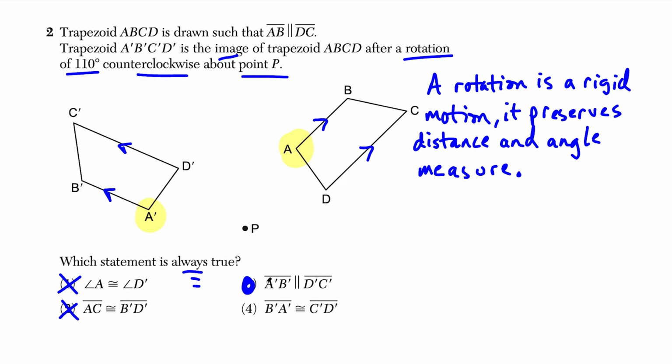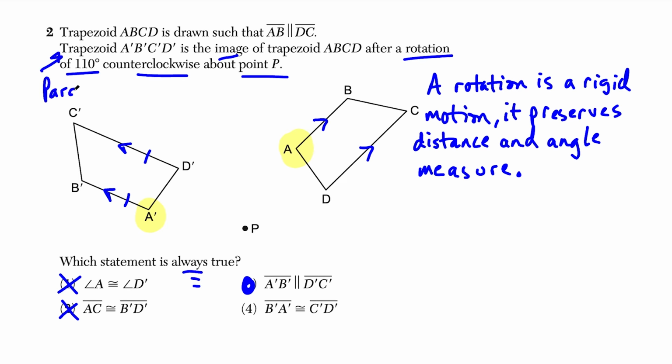Now, why is 4 no good? Here they're saying that B prime A prime is congruent to C prime D prime. Well, this wouldn't be true, because if we had one pair of sides of our quadrilateral both parallel and congruent, that would make this a parallelogram.